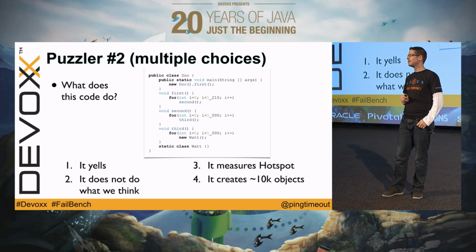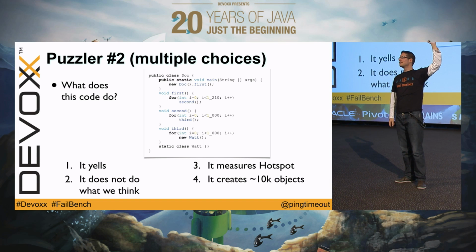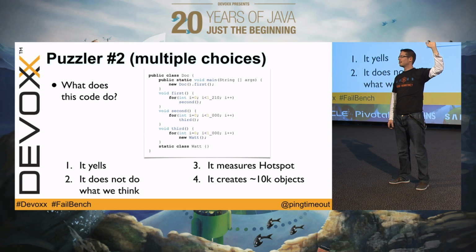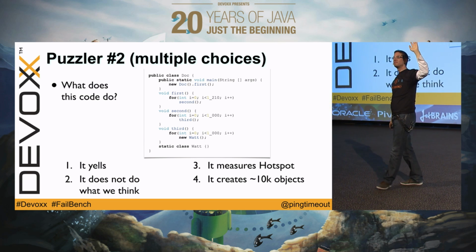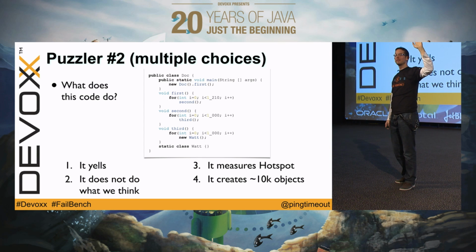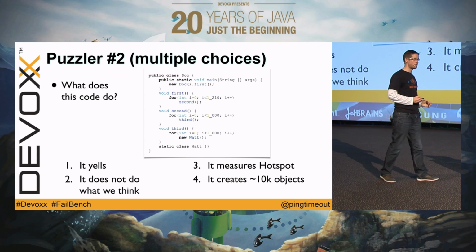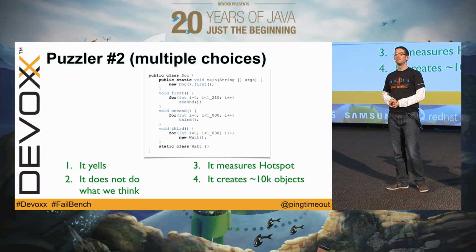Let's do this. Who says 1, this code yells? No one. Who says that this code doesn't do what we think? Okay, I would say 20% of the room. Who says this code measures HotSpot? 2 people? Okay. And does it create 10,000 objects? 4, 5 people. Okay. The correct answers, well, they were all of them.